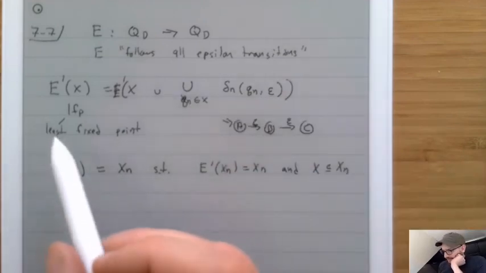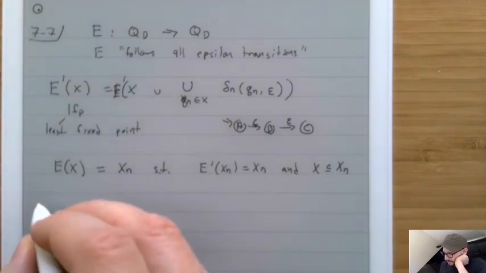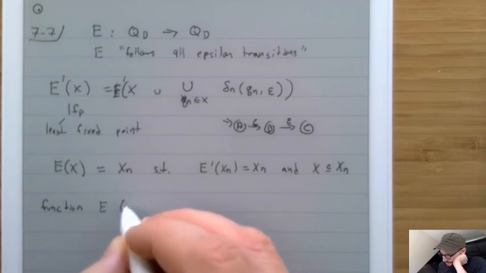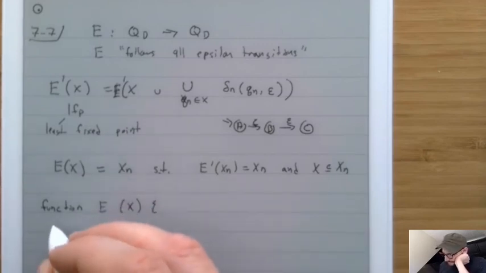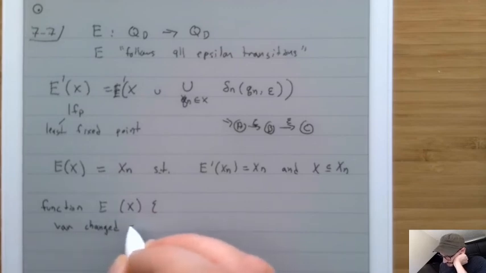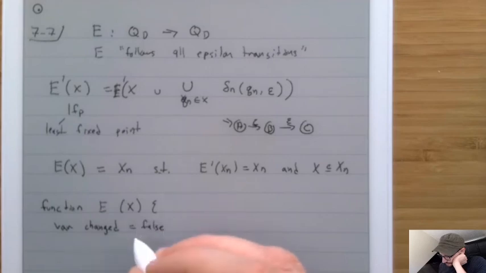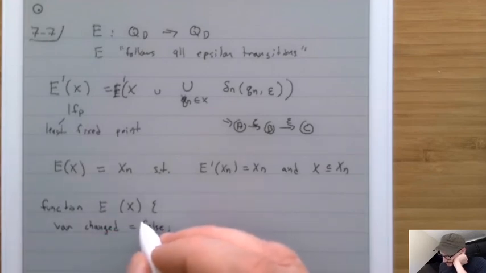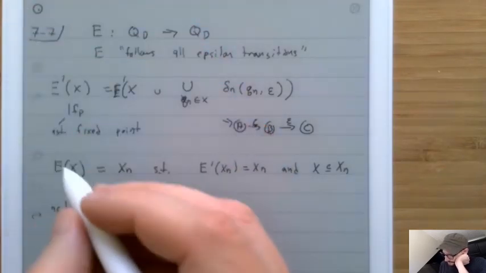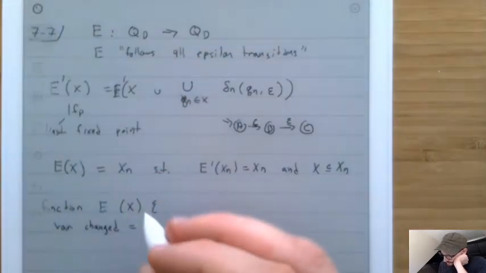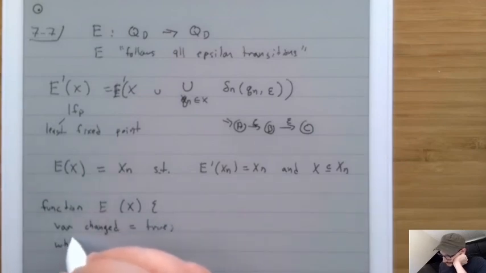Now, in the math, it's a little bit weird to write this least fixed point thing, but in programming, it's actually really easy to do this. Here's the way that we would write our E function. So we'd have a function called E takes in X, and we're going to have a variable called changed, and it's going to start off as true. Then we're going to say while changed.